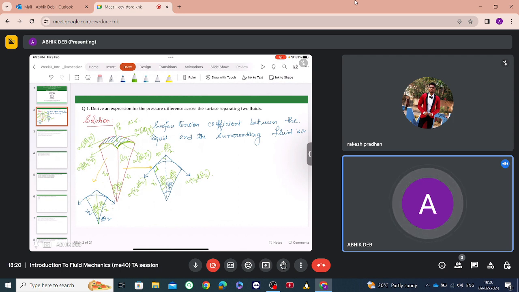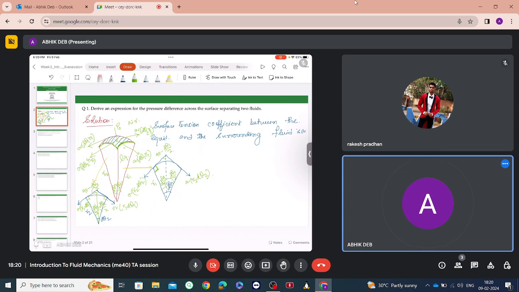This is 90 degree, so this angle will be 90 minus d theta 2 by 2. And what will be these forces? These forces will be sigma into r1 d theta 1. This is sigma r1 d theta 1.